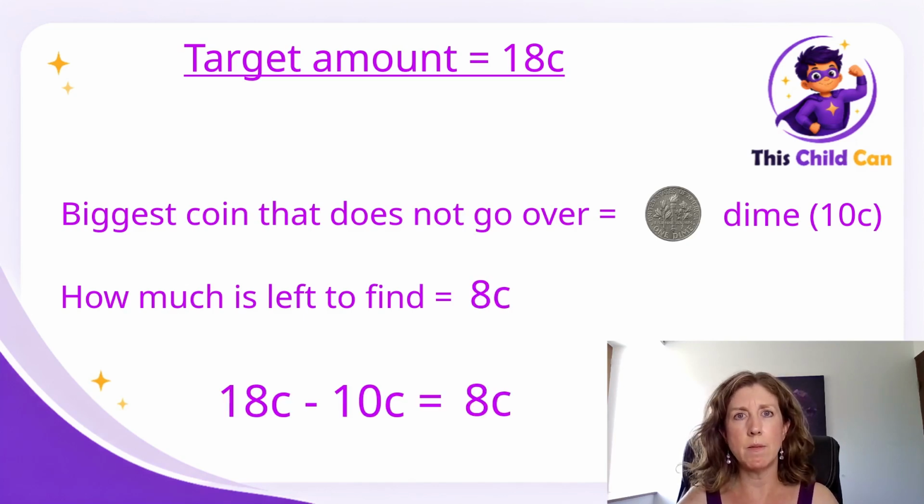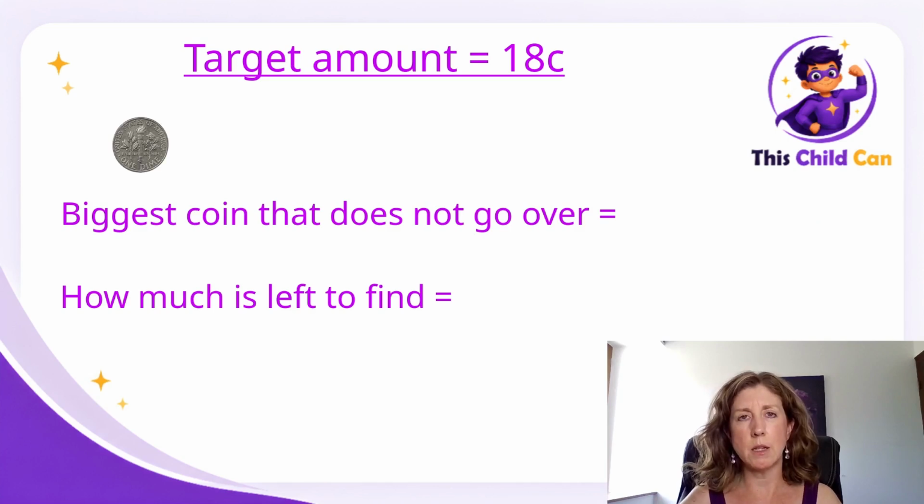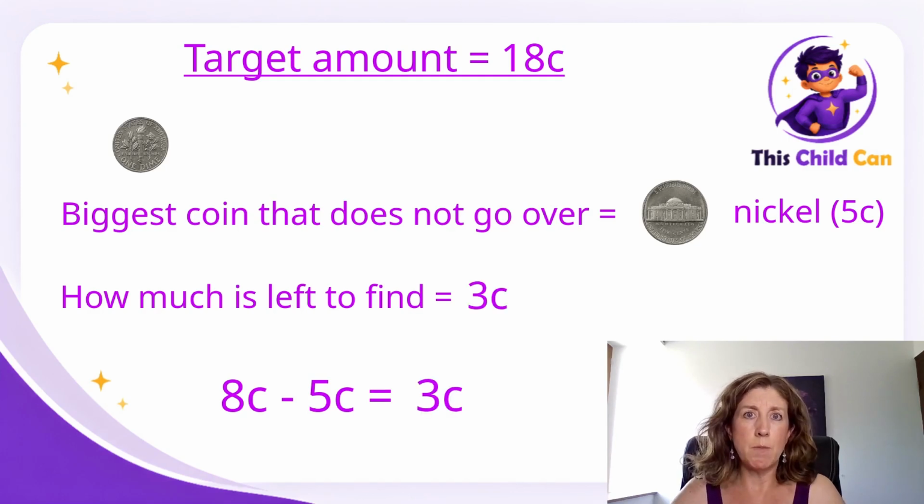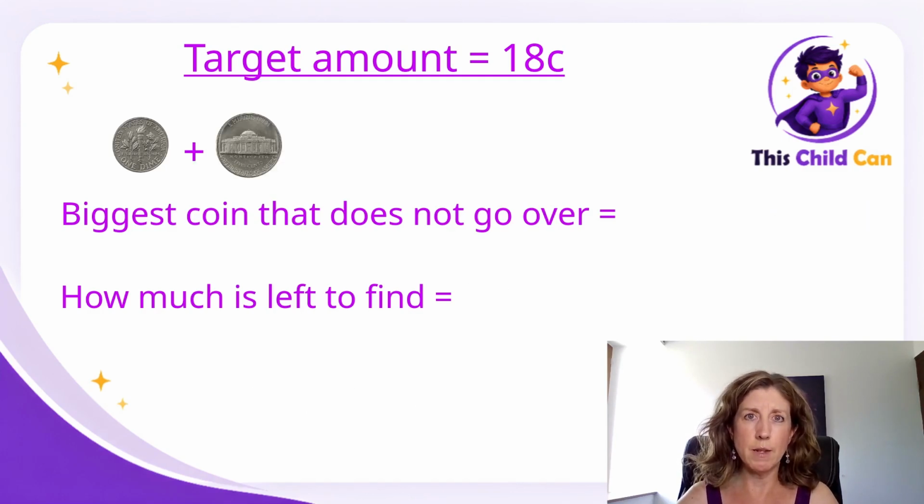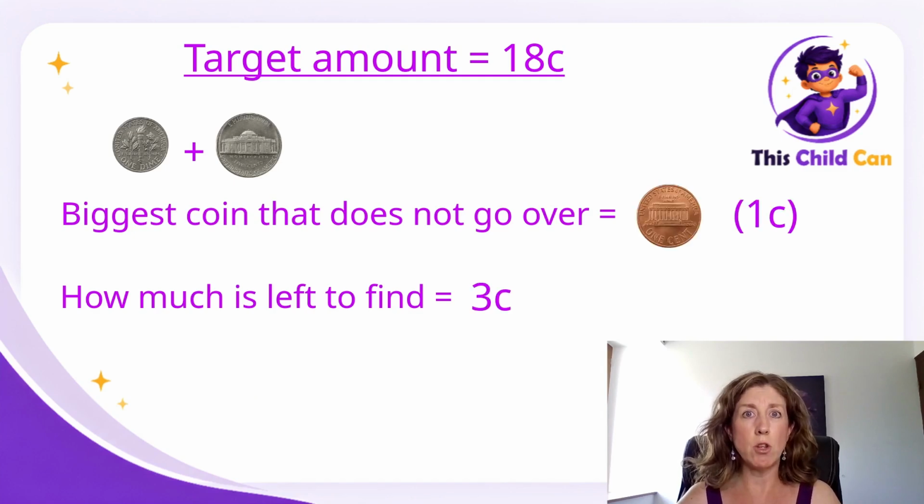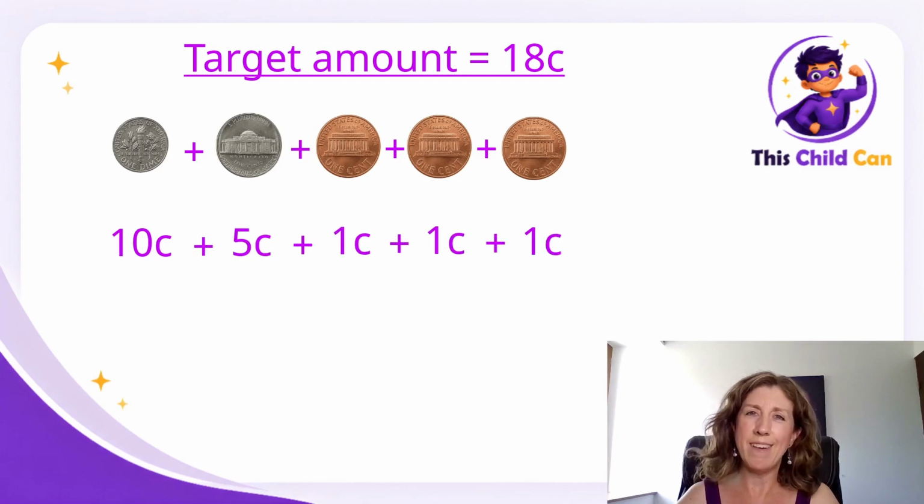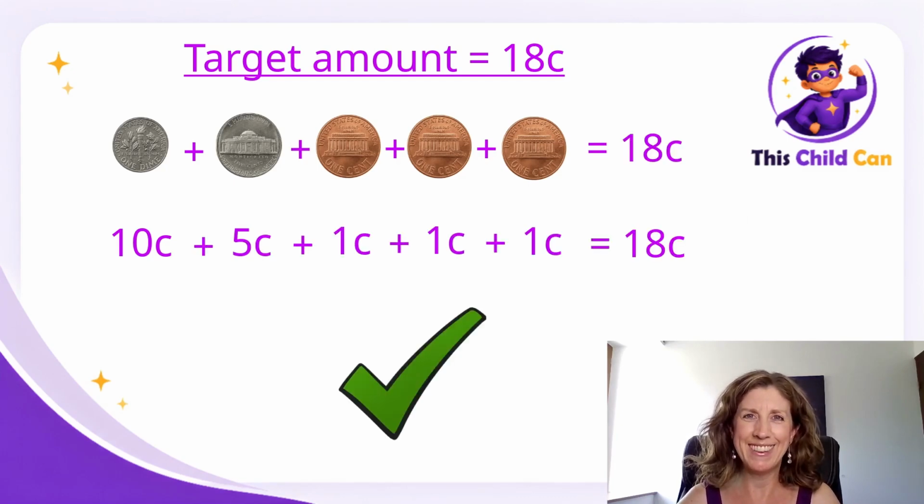Now we repeat this. Now we look for the biggest coin that doesn't go over 8 cents, and that's a nickel. That's only 5 cents. Now we need to find out what's left. So we do 8 cents, take away 5 cents, leaves us with 3 cents. Now the next biggest coin that doesn't go over our target amount is only 1 cent. So now we're going to use 3 1-cent coins to make up our total. Then we can double check that it's actually correct. So we have a dime, a nickel, and 3 1-cent coins to make our target amount of 18 cents.